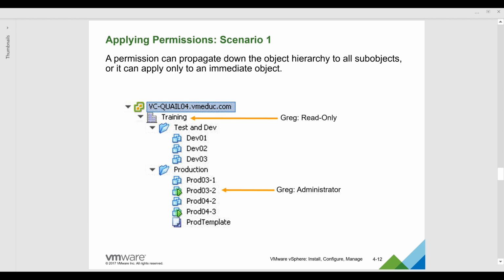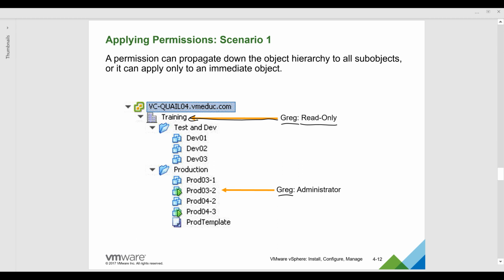All right, great scenario here. A permission can propagate down the object hierarchy to all sub-objects, or it can apply only to the immediate object. So, on this slide, we have Greg as a user, right? Greg is given read-only access to the training data center. So we see that right here, right? Read-only access to this training data center.